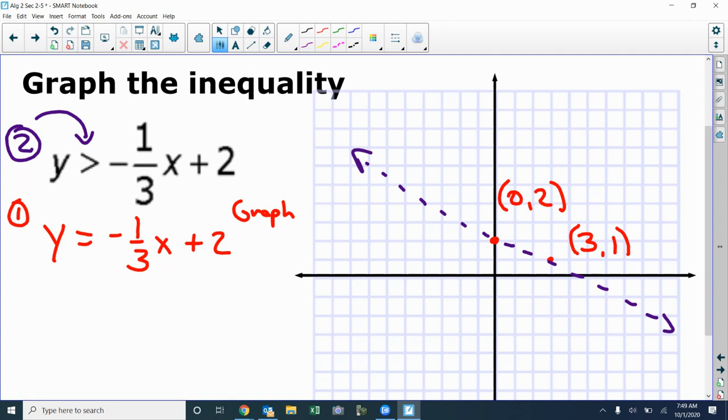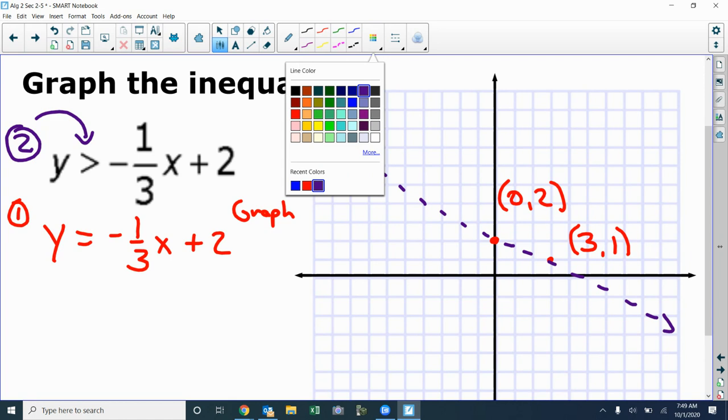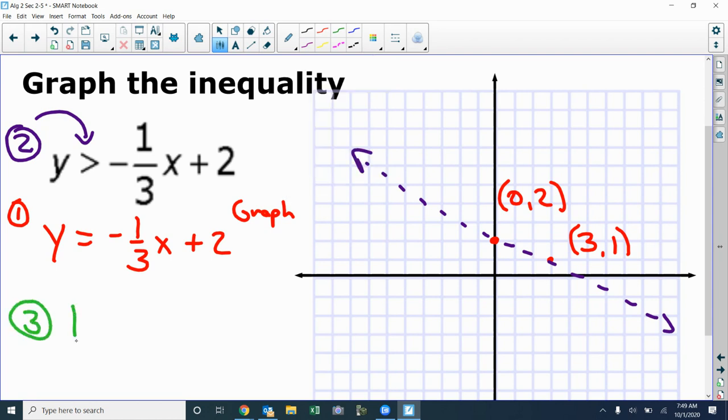So again, step 1, write with an equal, y, so we can graph it. mx plus b or intercepts. Step 2, figure out if it's a dotted or a solid line. So far, so good, everybody. Should you remember this from good old Algebra 1? Step 3, test.